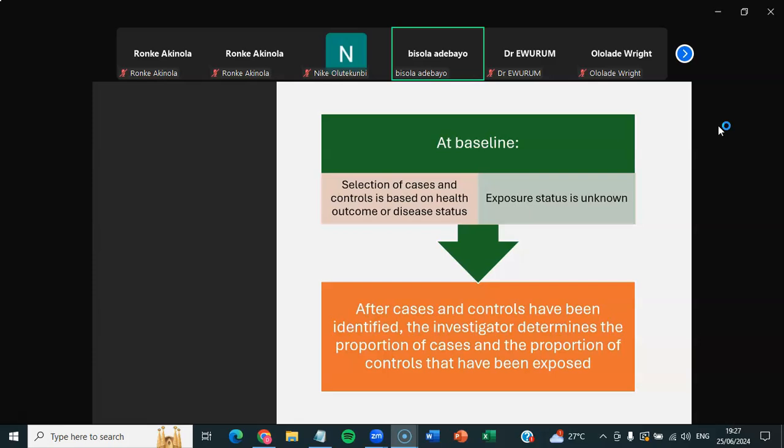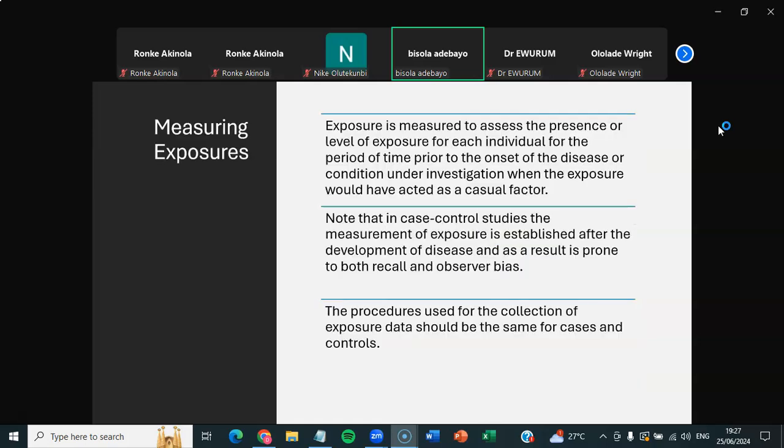So a summary of all that we've talked about with regards to the controls and the cases. At the baseline, we select our cases and controls based on health outcome or disease status. At the point where we are starting, the exposure status is unknown. After cases and controls have been identified, the investigator then determines the proportion of the cases and the proportion of the controls that have been exposed. So now we'll be mentioning the word exposure. So now let's talk a little about measuring exposures.